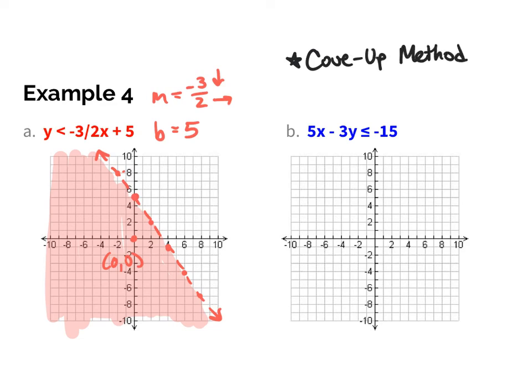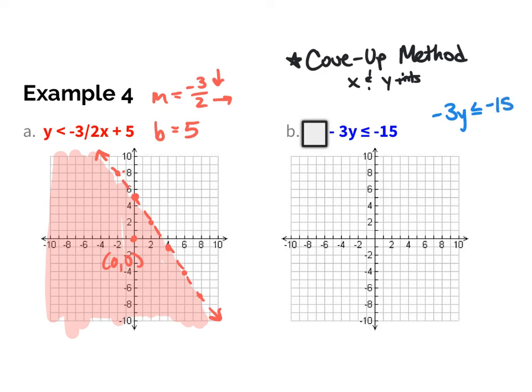Cover-up method says that if I want to graph these, I can find the x and y intercepts, okay? So let me show you how. So to cover up, what I'm going to do is add in here a little box. So let's say that I wanted to find my y-intercept. I'm going to take my little box, I'm going to cover up x. And what I have is an equation that says negative 3y is less than or equal to negative 15.